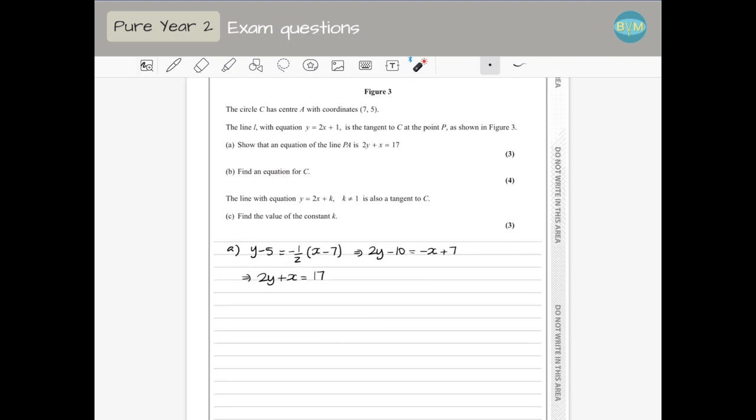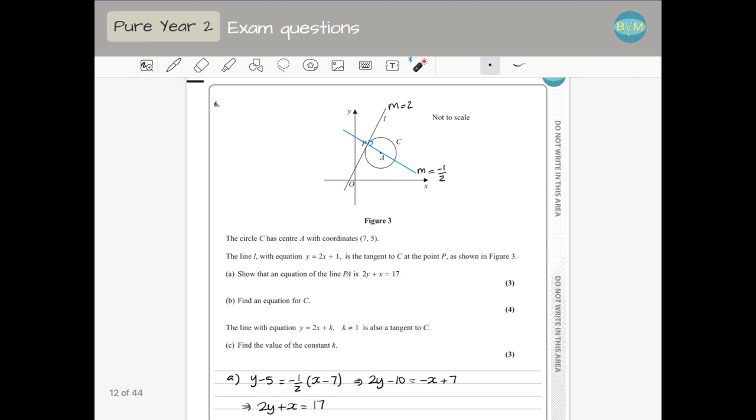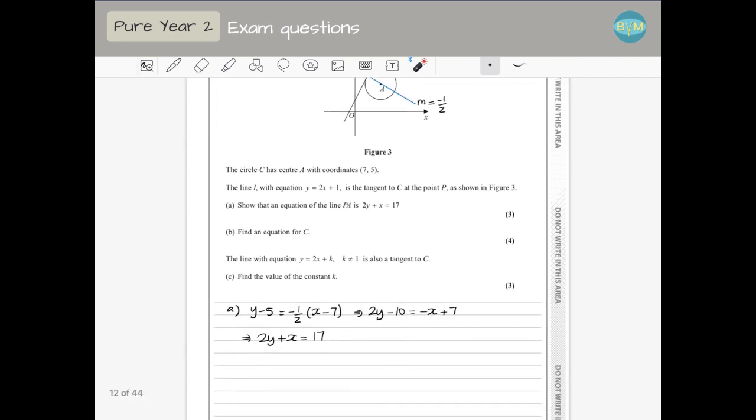We need to find the equation of the circle, and we have the center, we need the radius. The radius is going to be the distance between A and P, so we need to find P. To find P, we don't have the equation of the circle, but we have this other line. So P is the intersection between this line and this line. So solving simultaneous equations, we are going to find that point.